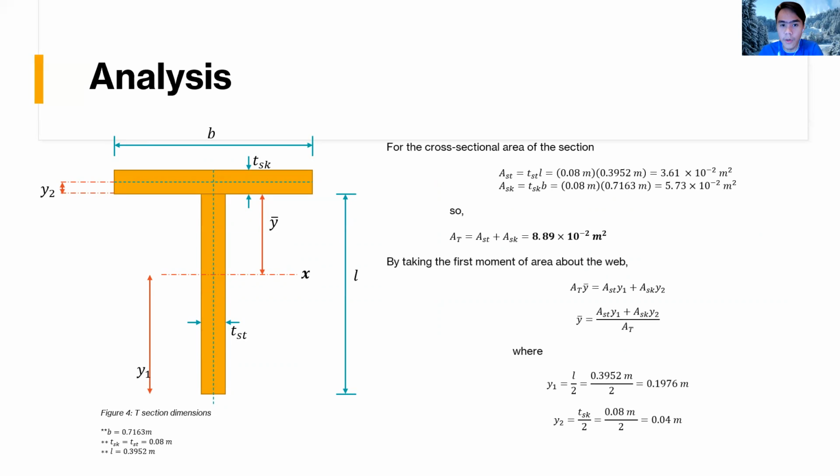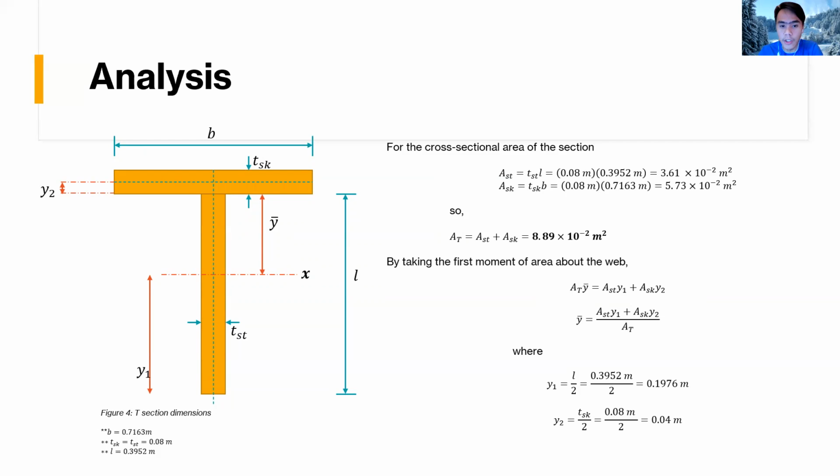To begin with, we calculated the cross-sectional area of the section. We first obtained the cross-sectional area of the stiffened panel and the skin. Once we have the sum of those sections, we can get the total cross-sectional area of the T section. So we arrive at 8.89 times 10 to the negative 2 m squared.